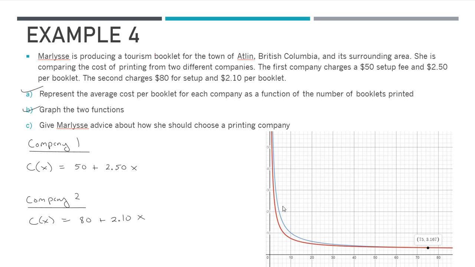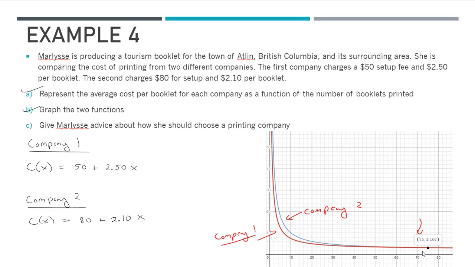So it's a little more expensive to start because our y-axis is our total cost. So the one that's more expensive to start is actually company 2. And this red one is going to be company 1. So a little cheaper to start, but as we go on. So then the question is, well, what advice would you give her about the printing company? Well, because my intersection point is happening right here at 75 books, each book will cost $3.17 if we round that out a little bit.